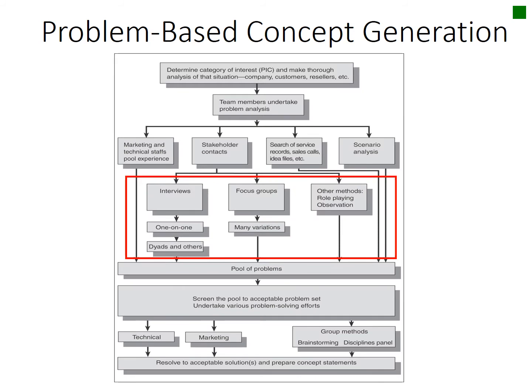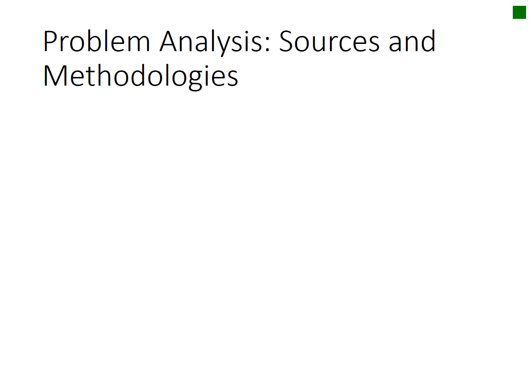We're going to begin to discuss problem-based concept generation methods, and to do so, we'll just simply review the table or the chart that we saw in a previous segment. And in particular, when we look at the problem-based concept generation process, we had four separate components of that process. The middle area that's highlighted in red indicates different methods that we could use in order to come up with new product ideas based on problems that customers have.